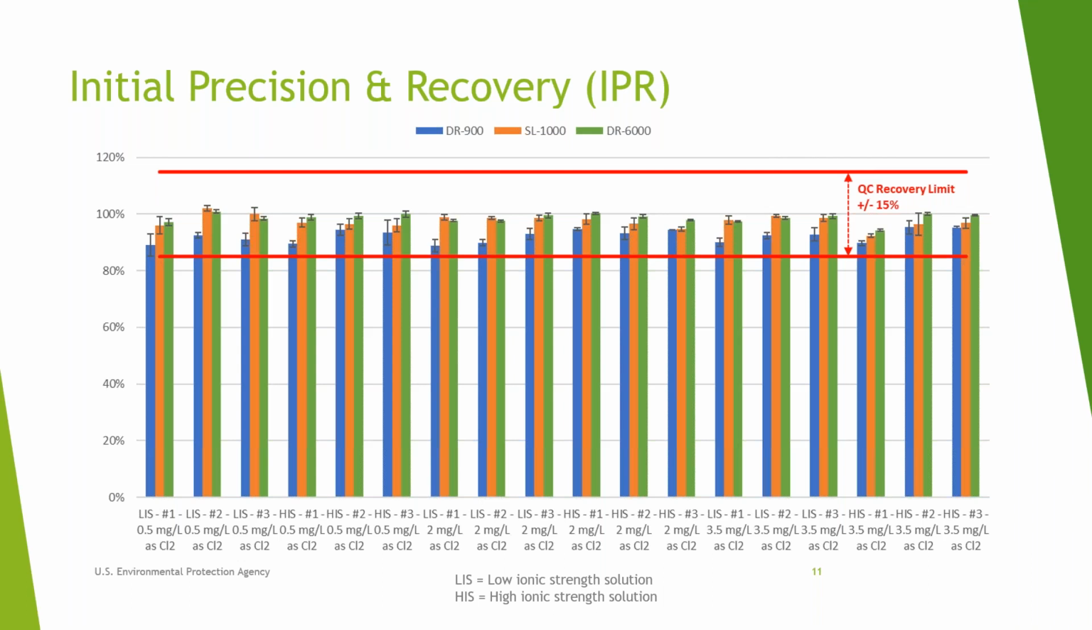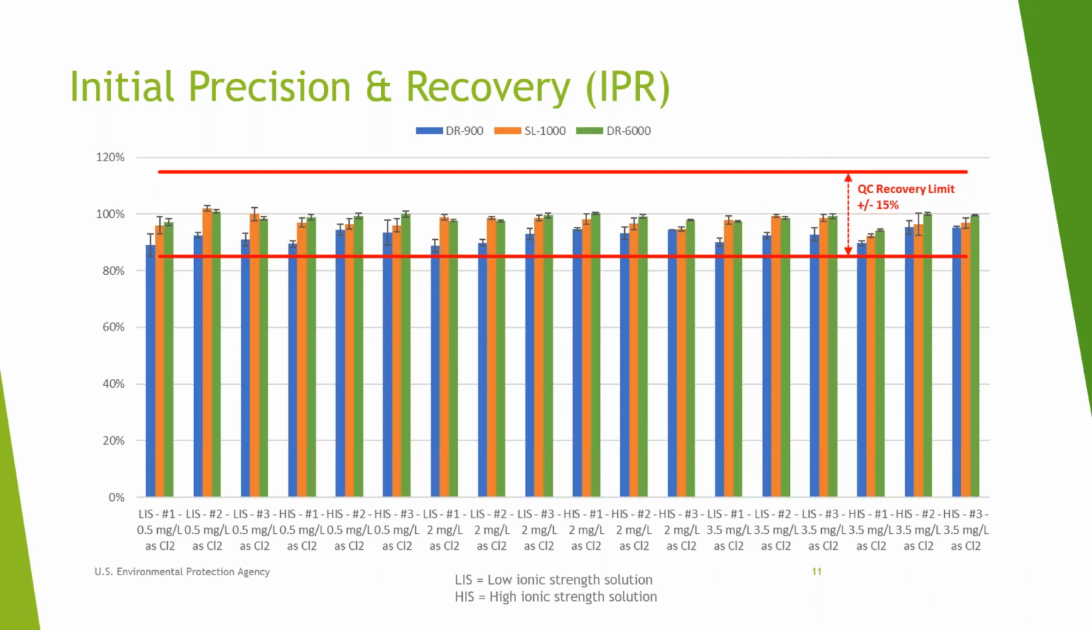For this series of experiments, we prepared monochloramine standards at 0.5 milligrams per liter, 2, and 3.5 milligrams per liter, again both in high and low ionic strength matrices, and analyzed 4 aliquots of each prepared sample. And we had 2 QC bounds that we were looking for in this validation experiment.